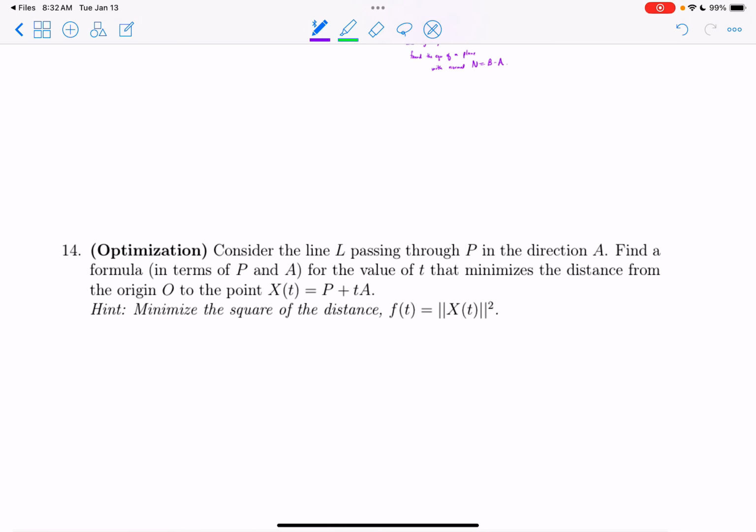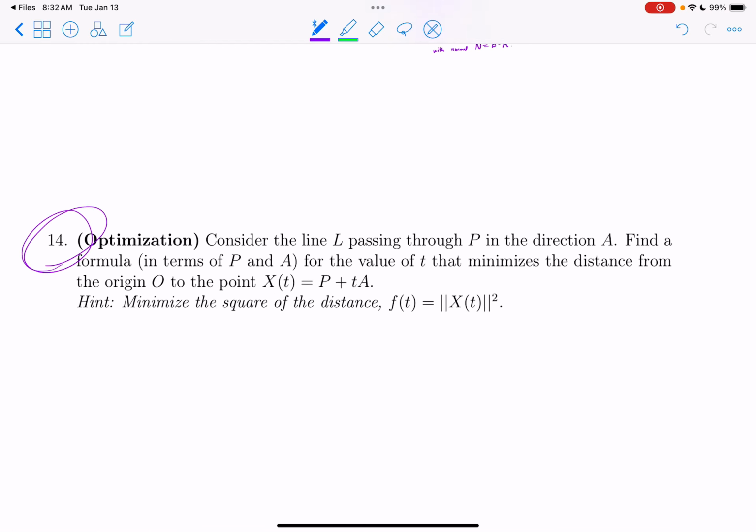All right, let's try number 14. So pause the video and try it yourself.